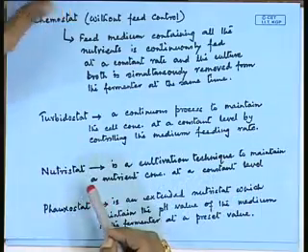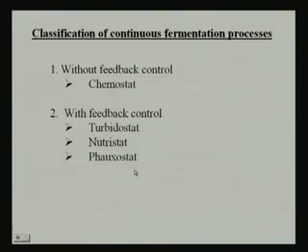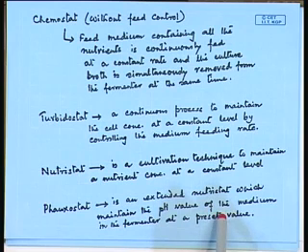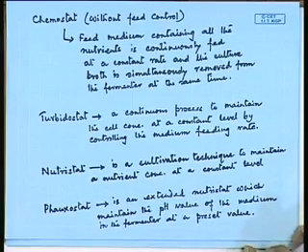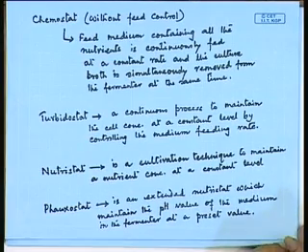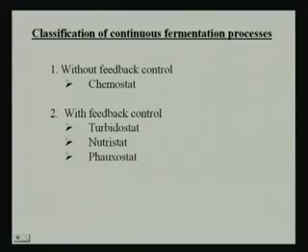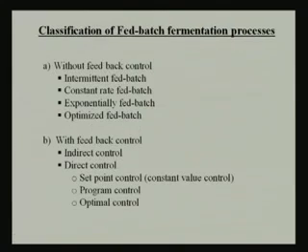In case of phosphostat, what is happening? It is the extended nutrient which maintains the pH value of the medium in the fermenter at a preset value. There should not be any change in this particular pH when the cells start proliferating, and these are some of the continuous fermentation processes.